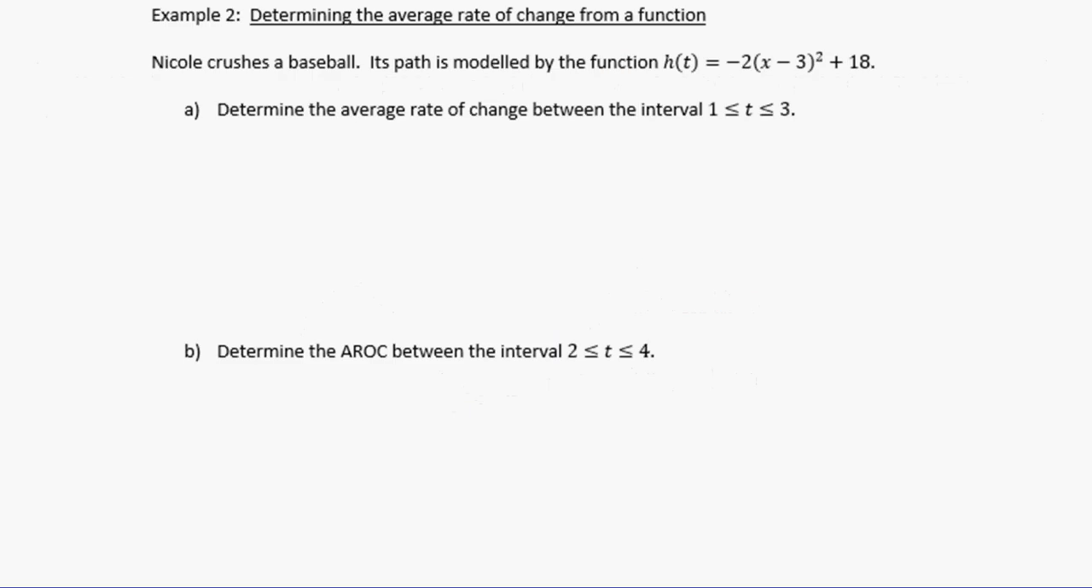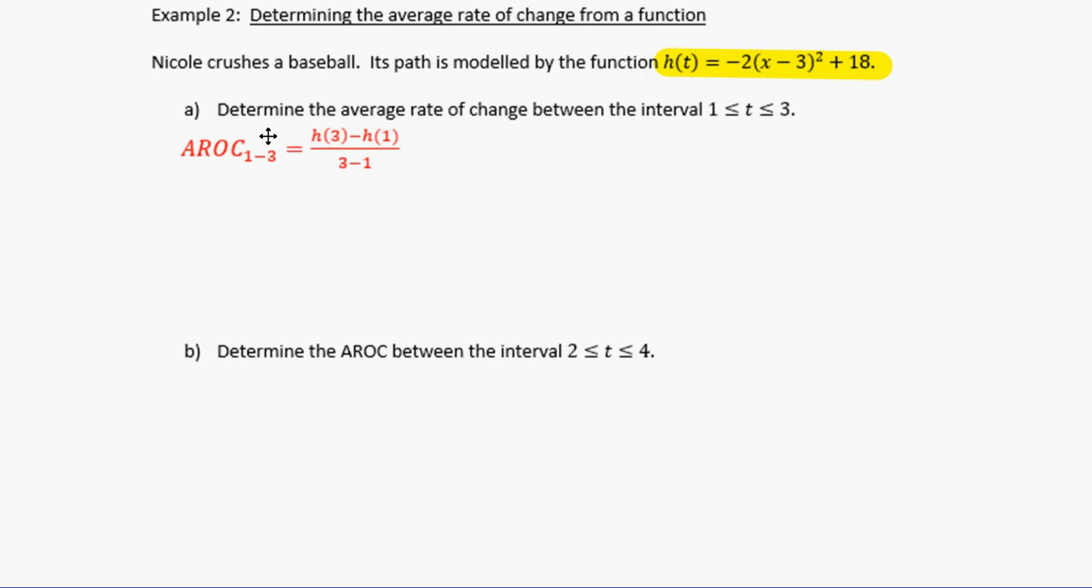let's do an equation. So again, Nicole crushes a baseball. Its path is modeled by the equation h of t is equal to -2(t - 3) squared plus 18. So there's a really important point here. Our equation is right there. Determine the average rate of change between the interval 1 to 3 seconds. So what do I do here? The first thing I want to do is find this.